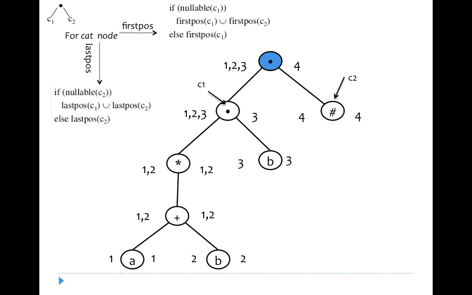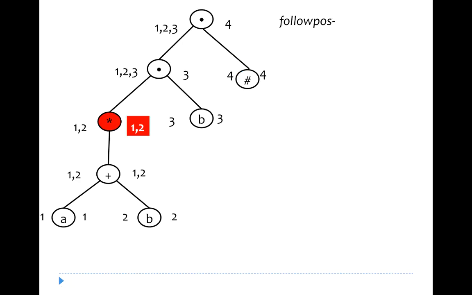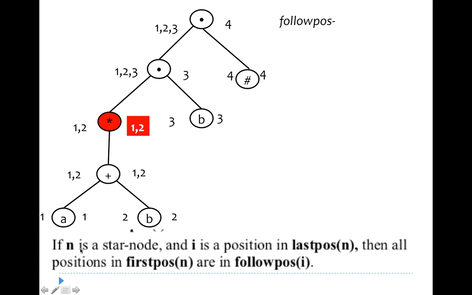So here we have done with the first position and the last position of all the nodes. Now we'll be computing the follow positions. The rule: if n is a star node or a closure node and i is a position in last position of the n node, then all the first positions are in follow positions. Considering this rule, now i is 1, which is present in the last position of the star node, hence all the first positions will be in the follow positions of i.